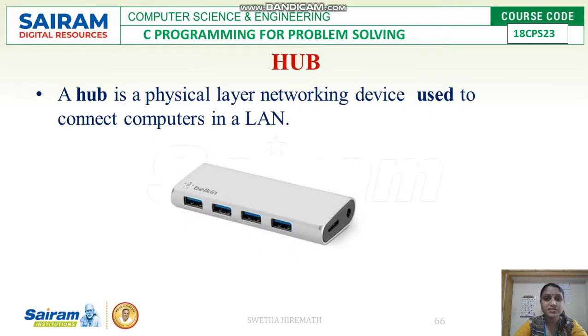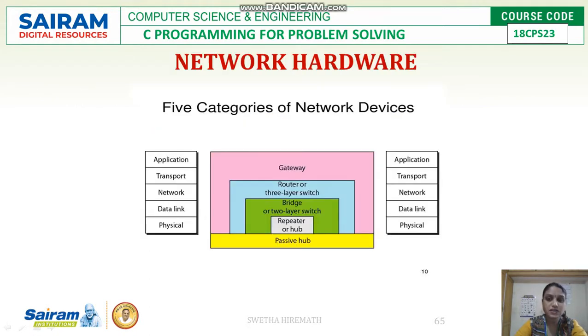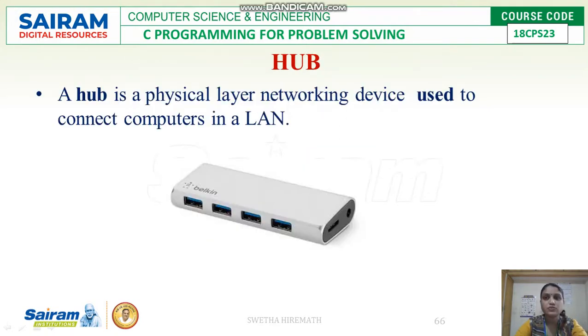So coming to the first network device, the hub. It is a physical layer networking device. That is, we are going to connect the physical layers of the computers with the help of this hub. It is used to connect computers in a LAN. For example, if you want to connect the computers with the help of a local area network, then we will be making use of this hub.